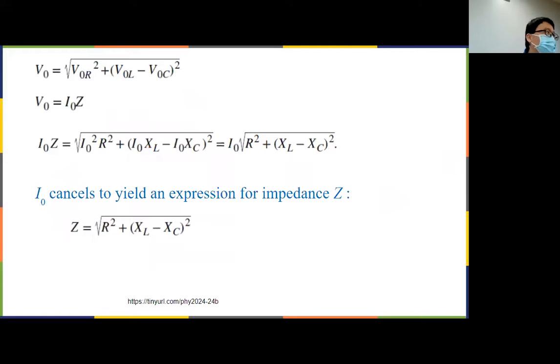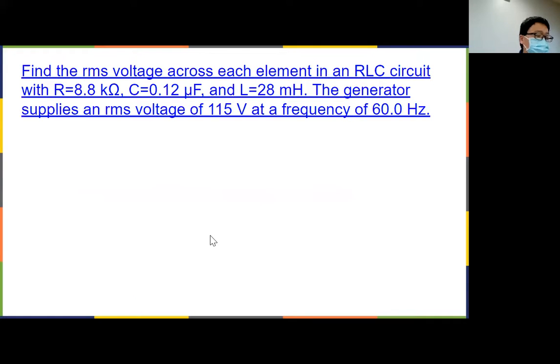And the impedance, we took a look at it last time. Z is equal to the square root of R squared plus the inductive reactance minus the capacitive reactance, squared. It should also have the SI unit of ohms. All right, and then we were about to check this example from last time.